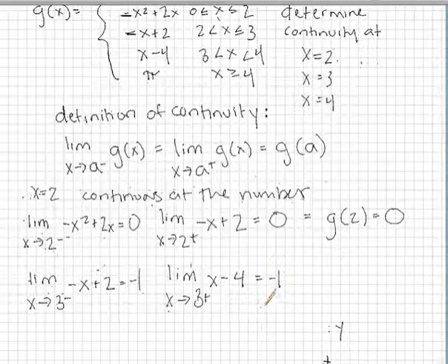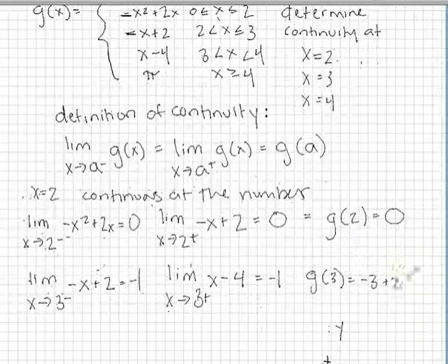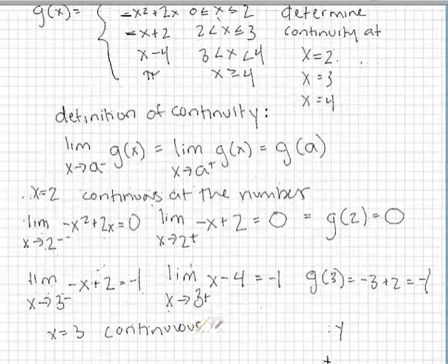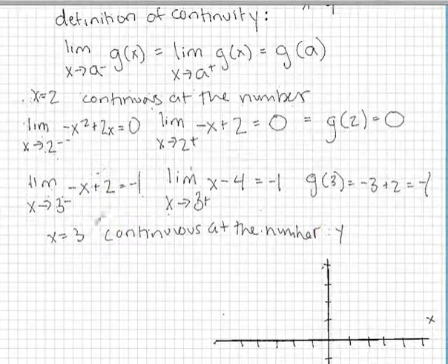Now let's go ahead and evaluate the function at 3. If I pick the piece where g is allowed to equal 3, I get the second piece again. So we can say that g of 3 is equal to negative 3 plus 2 is equal to negative 1. These are all equal. So at x equals 3, we are continuous at the number again. Sorry about the terrible handwriting there.